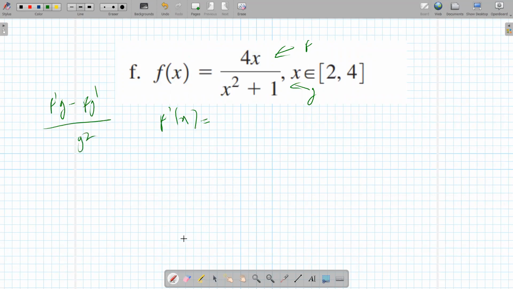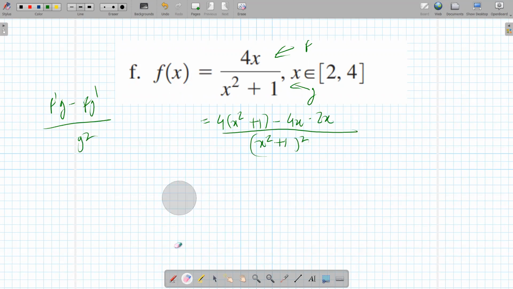What's f prime? 4. Yeah, times the denominator as it is, minus the numerator as it is. What's the derivative of the denominator? 2x. Yes, all over the denominator squared, so it's going to be x squared plus 1 squared like that. And we know the slope is going to be 0 here. So we can clean this up a bit.